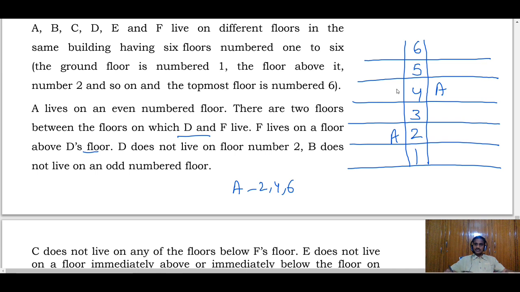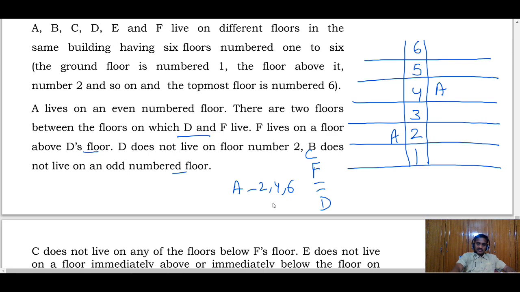Now D, 1, 2, F. And F lives on a floor above D's floor. D does not live on floor number 2. B does not live on an odd number floor. And C does not live on any floor below F. Now C is above F.